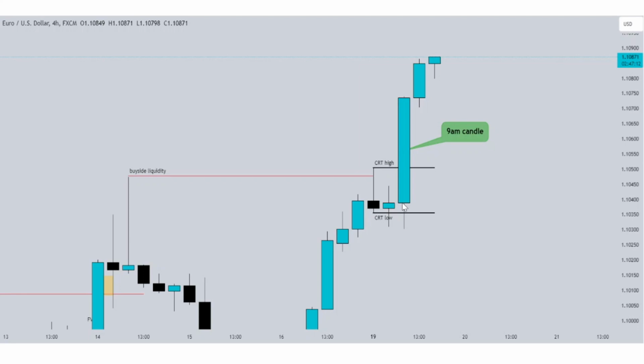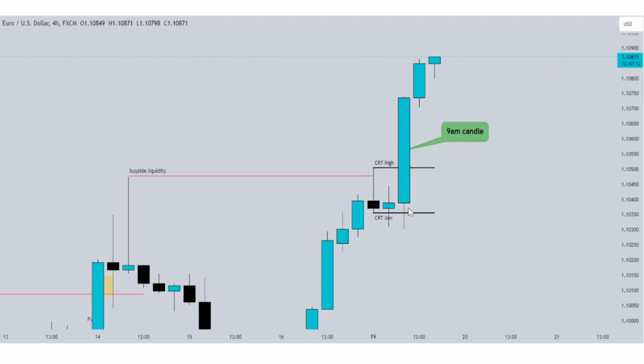So the 9 a.m. model, you'll be anticipating the 9 a.m. 4-hour candle. This is the 4-hour time frame of Euro USD. You'll be anticipating the 9 a.m. 4-hour candle, where you'll be looking for a power of 3 after getting your bias. In this scenario, we are expecting higher prices because the second candle, which is the candle that ran out the CRT low, closed inside the range of the first candle, which is the CRT candle.